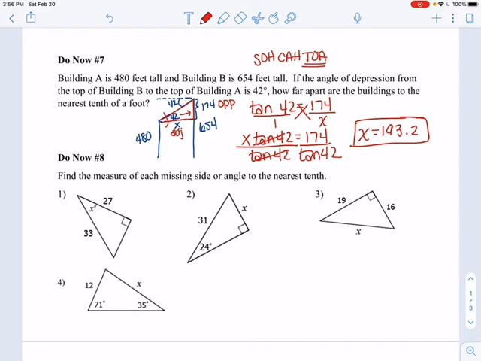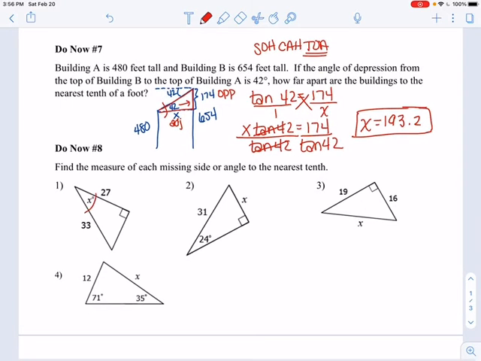Okay, for do now number 8, we want to find the measure of each missing side or angle to the nearest tenth. So again, we're going to concentrate on SOHCAHTOA here in all of our different ways. So in number 1, I need to find that value of x. Again, that side opposite your right angle is always your hypotenuse. That means in relation to x, that 27 in this case is going to be the side adjacent.